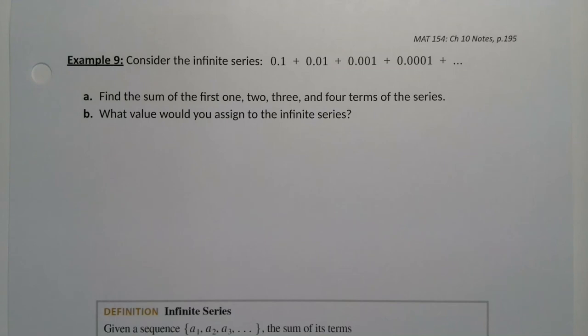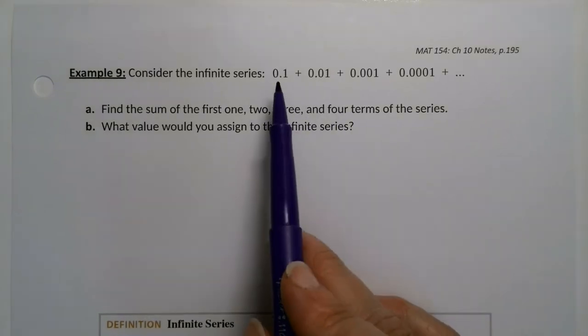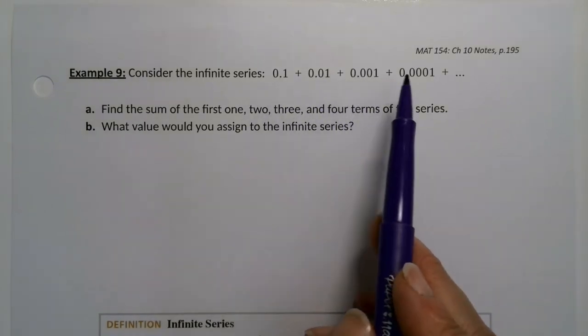This idea that we can add up infinitely many times and it can go to a number is so mind-boggling. Let's see one more example like that. All right, so we have an infinite series, which is 0.1, 0.01, 0.001, and so on.